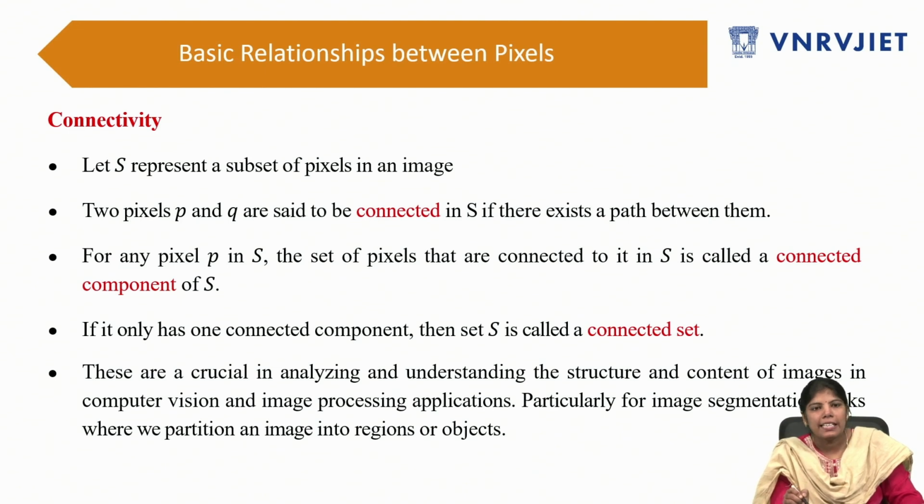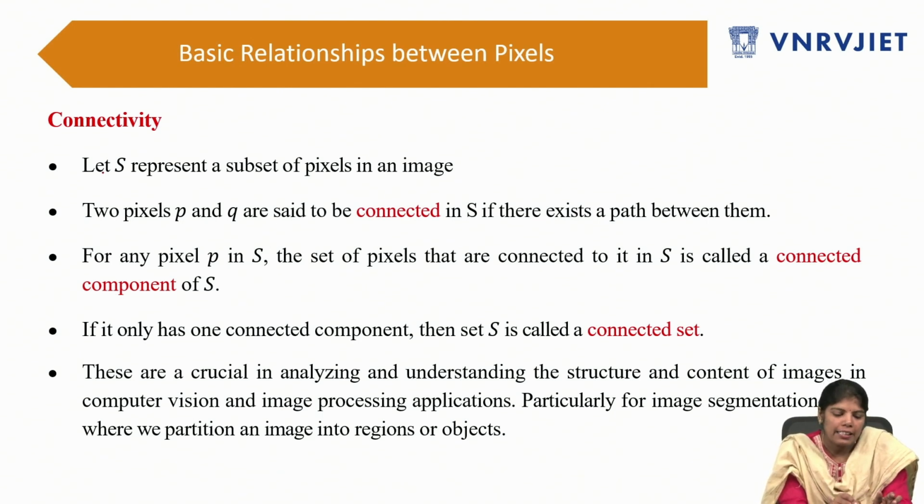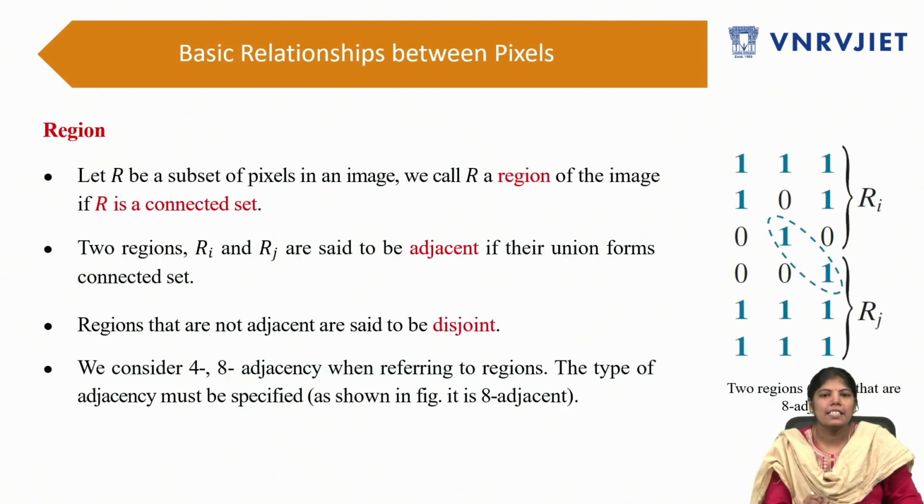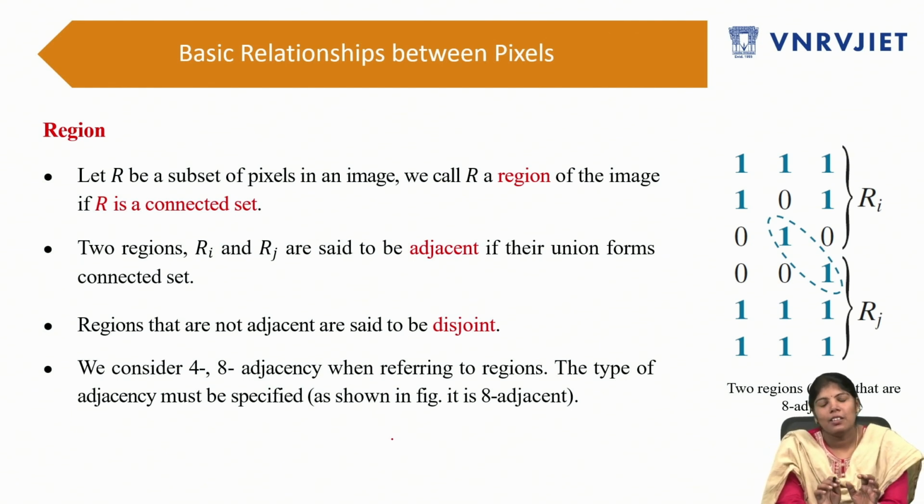And we'll see the definition of connectivity. Connectivity is similar to adjacency, but it concerns how the adjacent pixels are connected. Let S represent a subset of pixels in the image, and 2 pixels p and q are said to be connected if there exists a path between them. Then S is called a connected component. And what does region mean? A group of similar pixels is considered as a region.